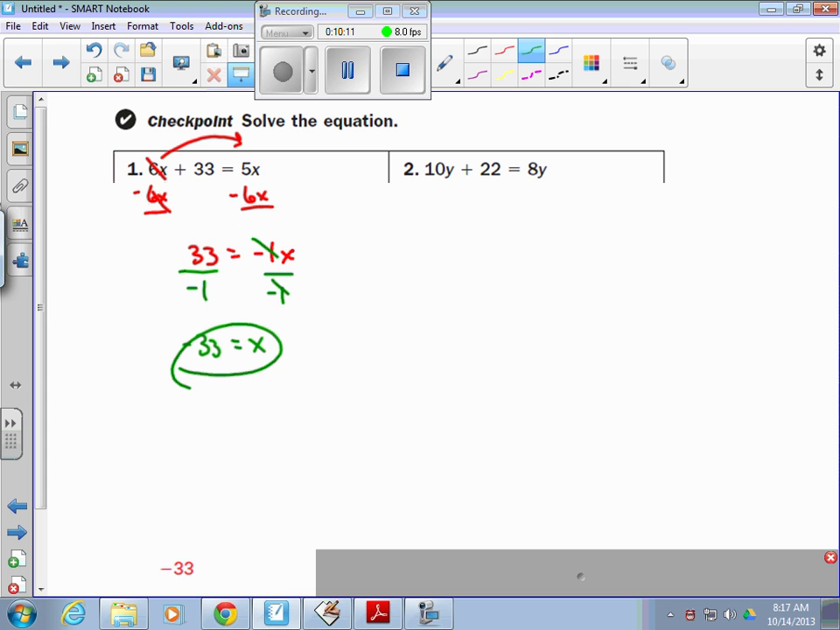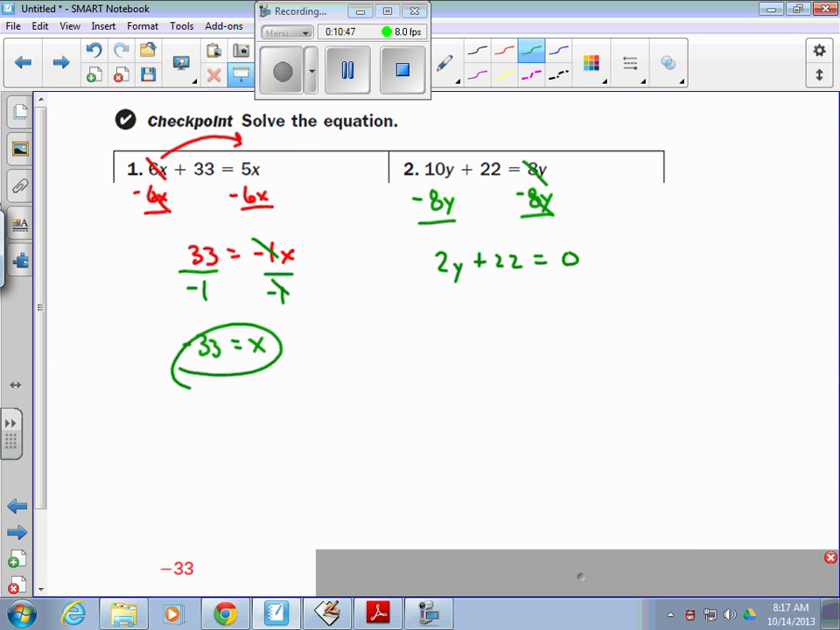2 says 10y plus 22 equals 8y. So that was the way we did number 1. We're going to go back and we're going to do number 2 a slightly different way. Move the smaller positive 8y value to the larger positive 10y value. So in order to undo positive or plus 8y, subtract it from the right, do likewise on the left. This will give you 2y plus 22 equals, this will cancel out, so there's nothing left over there. You represent nothing with a 0.